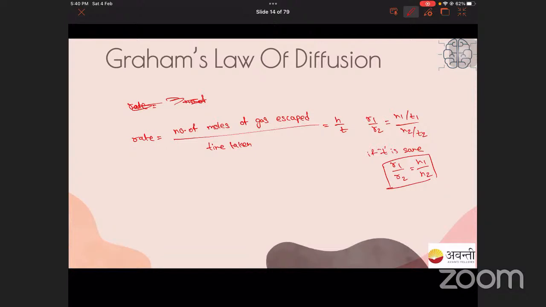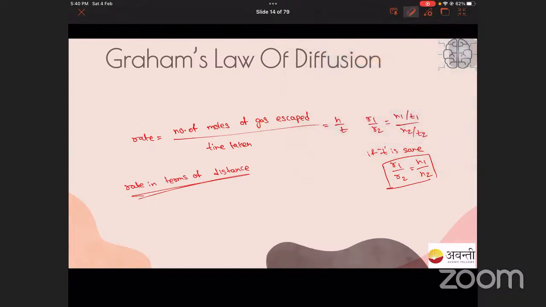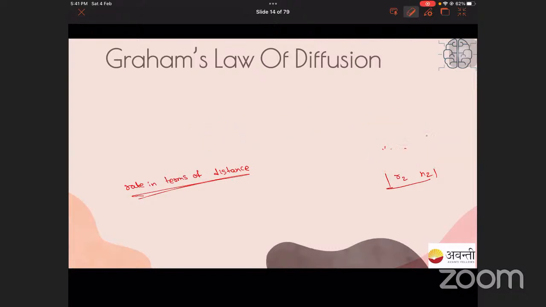Okay. Now, if we write the rate in terms of distance. What is this distance? This is a very important concept. Rate in terms of distance. If you have noted this, I'll be erasing it. Quickly note it. The rate in terms of number of moles. Okay, fine. If that is done, let's continue. Rate in terms of distance.